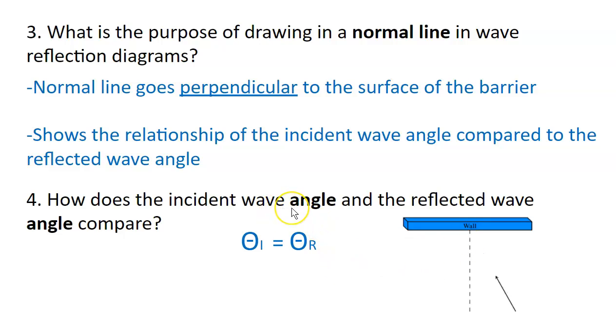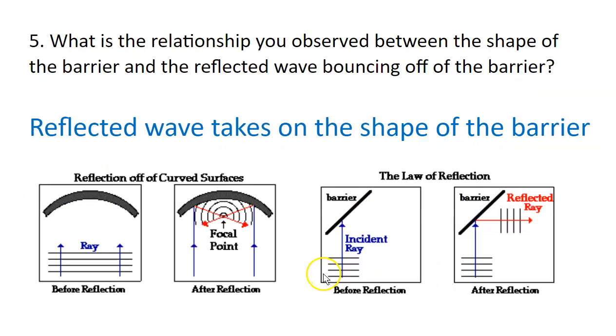How does the incident angle of a wave compare to the reflected angle? Well, theta means angle, so we say that angle I equals angle R. Or the angle that it comes in at is the same angle that it leaves at. They're equal to each other.